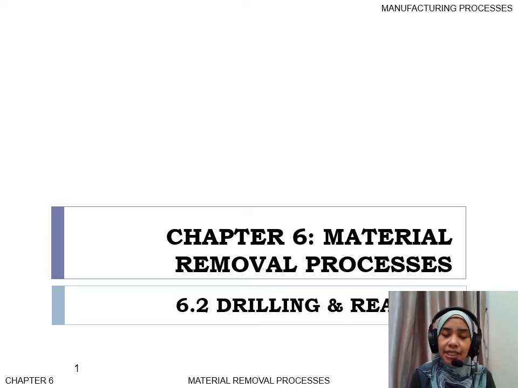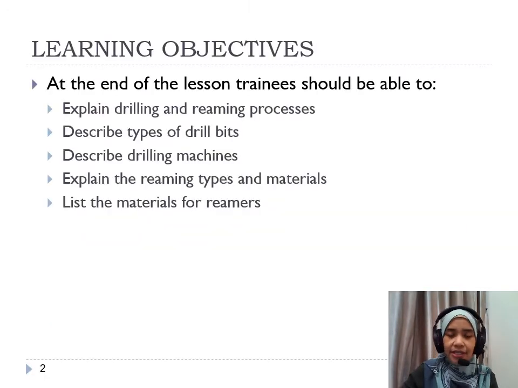Berkenaan dengan 6.2 Drilling and Reaming. Okay, so over here the learning objective of this chapter is, at the end of the lesson, students should be able to explain the drilling and reaming process, describe types of drill bits, describe drilling machine, explain the reaming types and material, and list the material for the reamers.